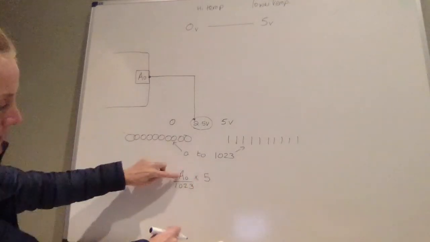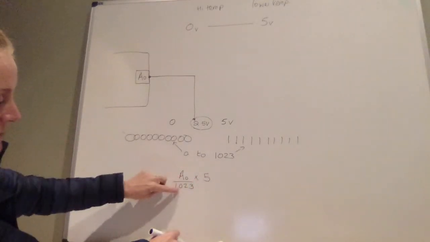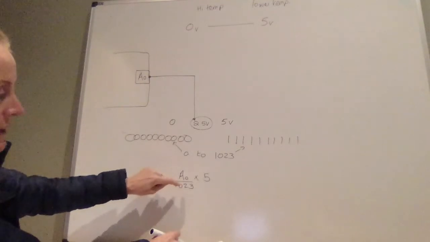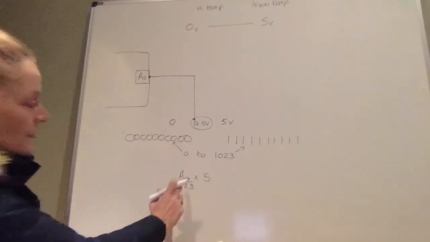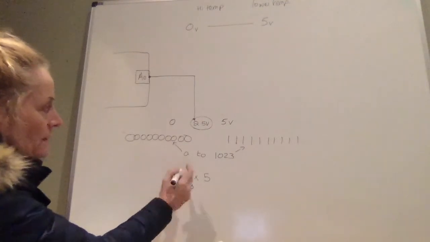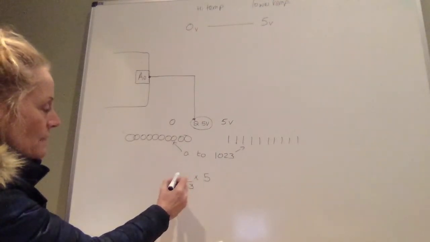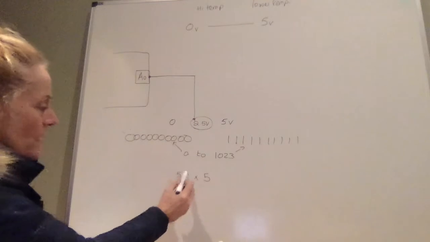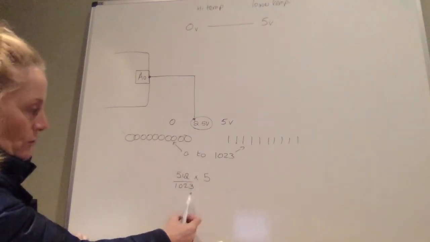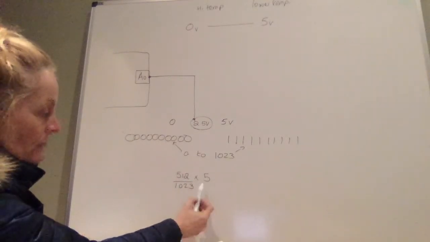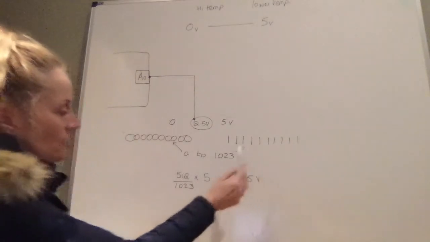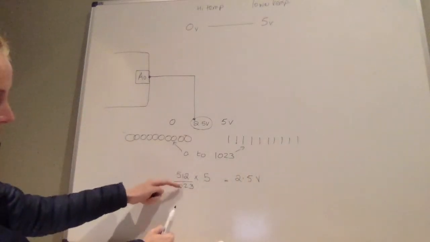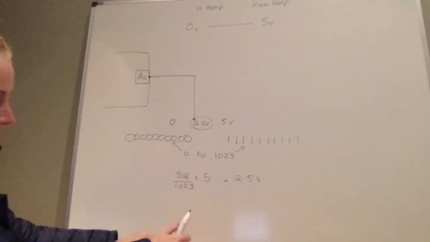In other words, whatever number is on the Arduino as a fraction of 1023, our voltage is that fraction of 5. Okay, so let's take the example, if you had, what did we say it was, 512. 512 divided by 1023 multiplied by 5 should give you something very close to 2.5 volts, okay? Because that is halfway through 1023.